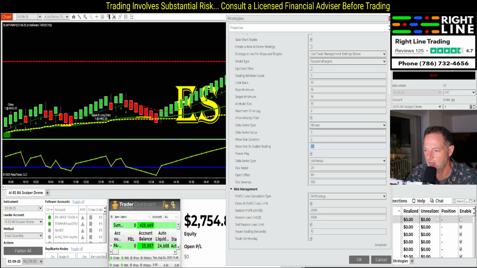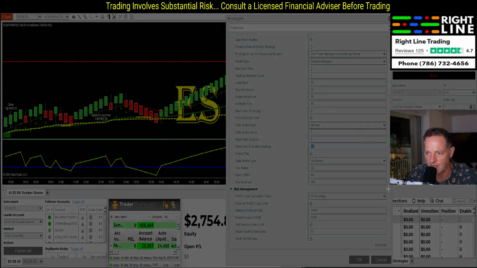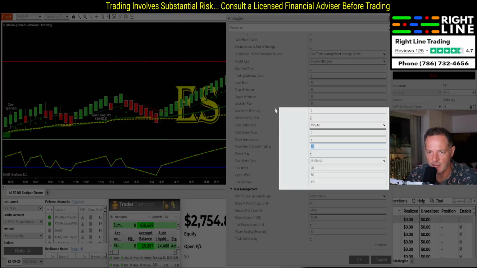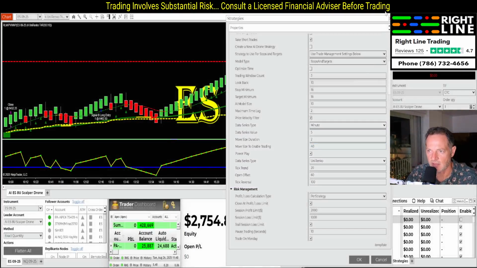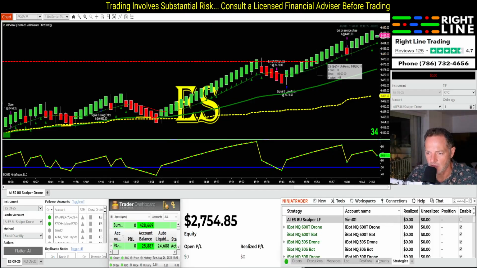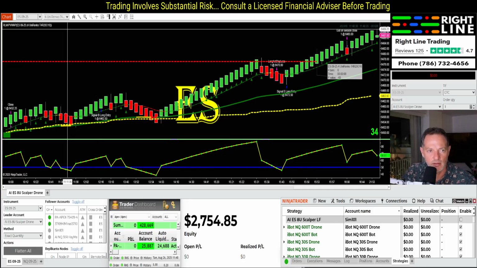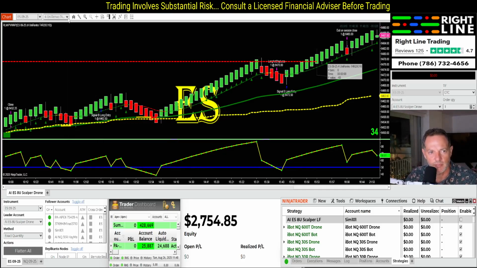So let's take a look. Let's take a quick look at this. I'm just going to do a quick screenshot of it so that we have this information in the background when we want to look at it. But what we're going to do is look at this ES on a 5-minute chart, and I can't do that while this is open. So let me close that. Let's change this data series to a 5-minute.